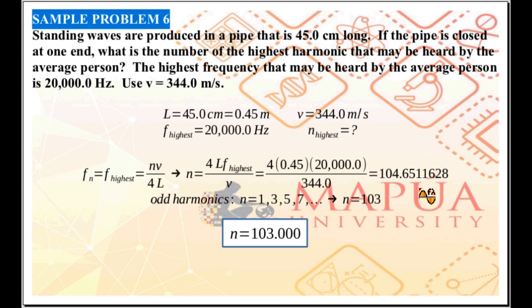Now, which one is it? 103 or 105? If we use 105, n is equal to 105. If we use that in this equation, we will get a frequency that is greater than 20,000 Hertz. Meaning, F105 is no longer heard by the average person. That means n is equal to 103. So n is equal to 103.000.